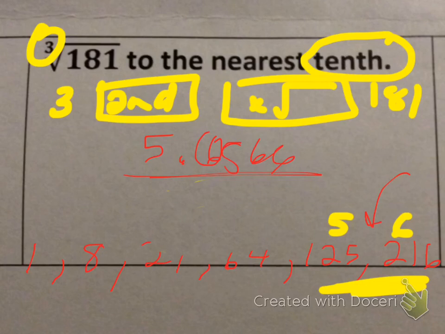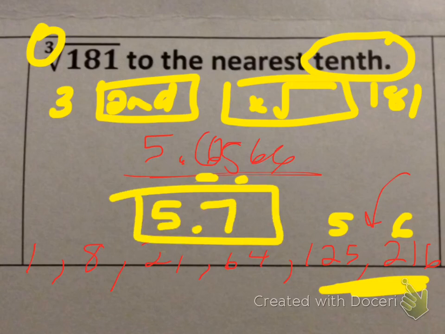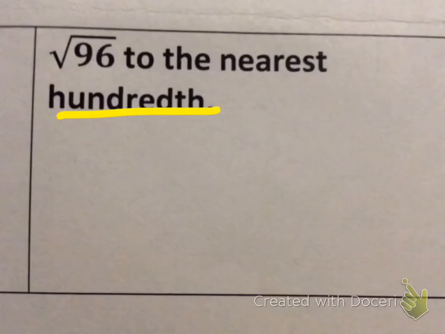So if I'm going to the nearest tenth, the tenth spot is that first one past the decimal point. It's 6 and the one behind it is 5, so it will actually round up to 5.7 if we're going to the nearest tenth. So make sure you're reading your instructions. This time I'm going to the nearest hundredth.